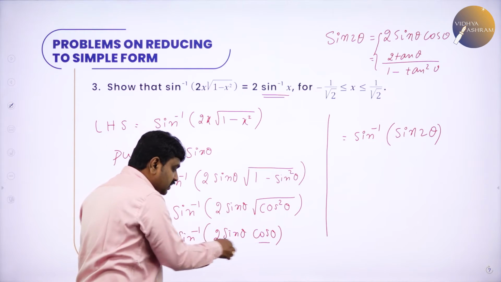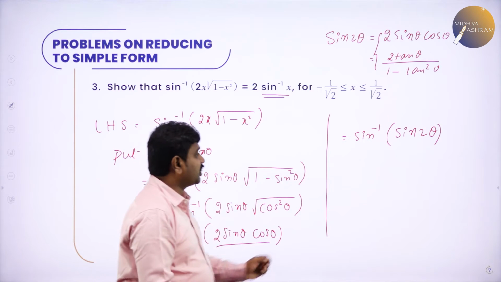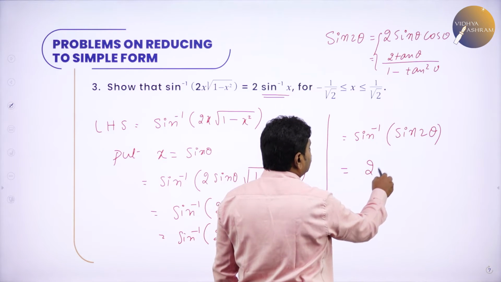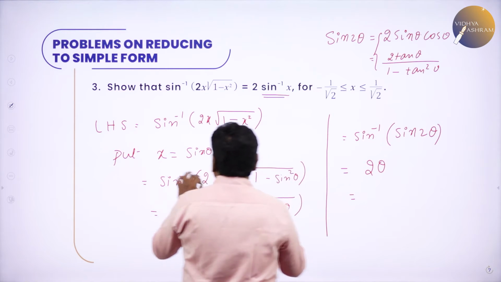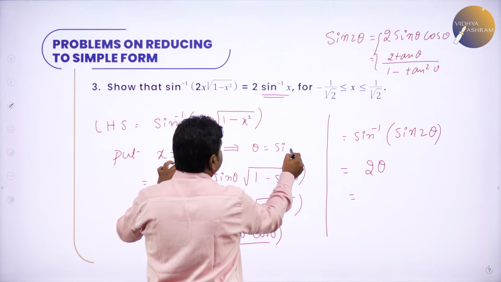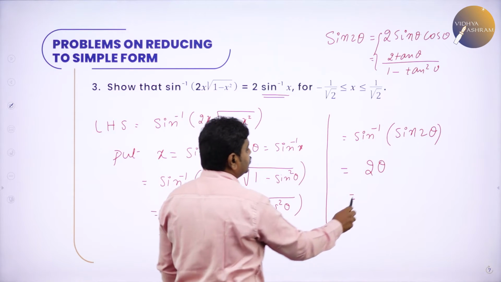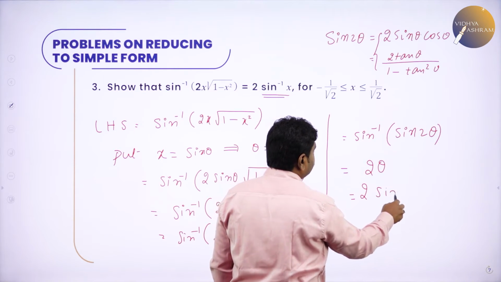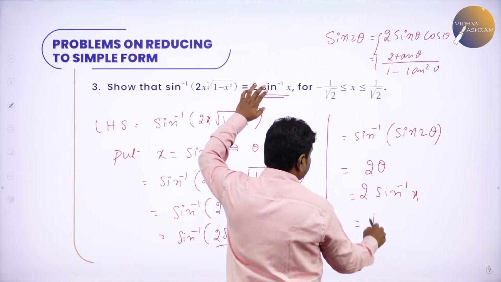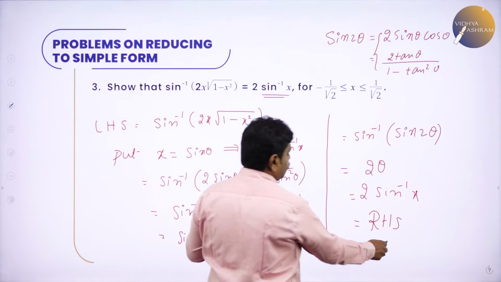Here you can see 2 sin theta cos theta. 2 sin theta cos theta can be compressed as sin 2 theta. Sin inverse of sin 2 theta becomes 2 theta. And what is theta? X is sin theta, so theta is sin inverse x. So the answer is 2 sin inverse x. This is the RHS, sorry. Hence the proof.